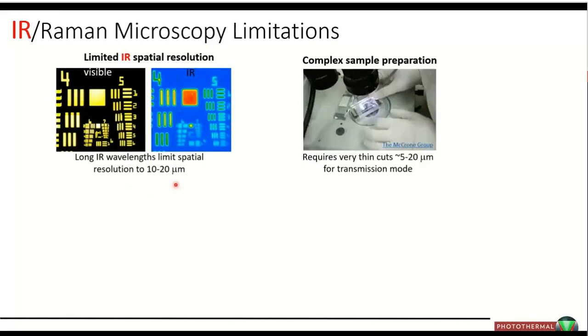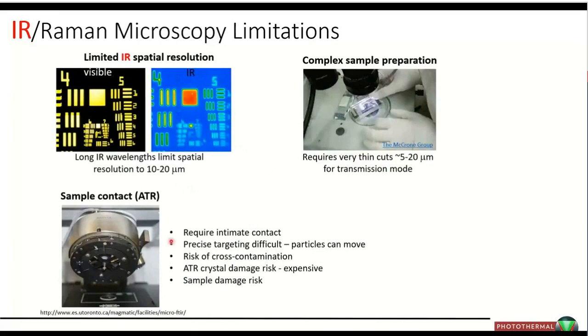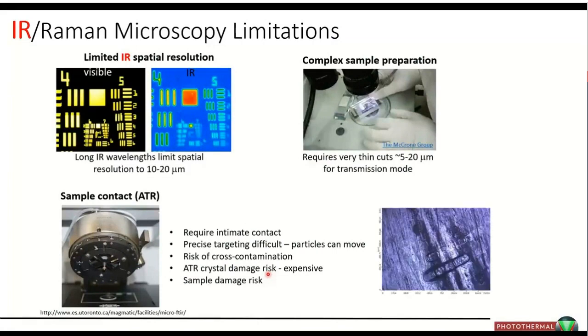Sample preparation can be another headache, especially if you want to measure in transmission mode, and transmission mode is typically where you get the best quality spectra, and more on that later. Some of that can be mitigated to some extent with these micro ATR crystals, but as I've said, it requires contact. Targeting can be difficult. If you're doing multiple contact points, there are the obvious contamination issues, and you can damage the samples or you can damage the crystals, and they can be quite expensive to replace. And there's an example of indentations left along a particular sample by a micro ATR, making multiple contacts.